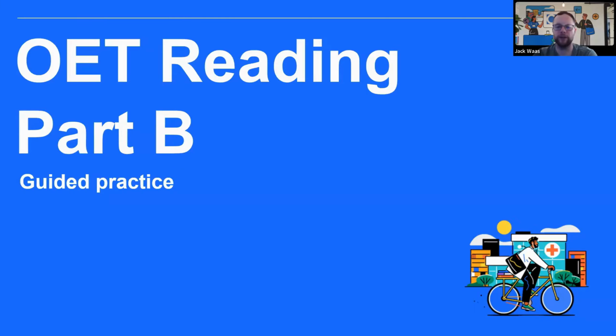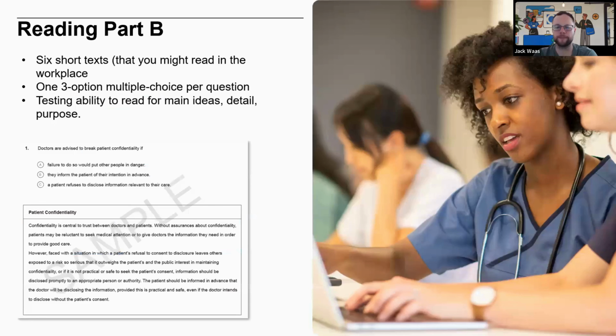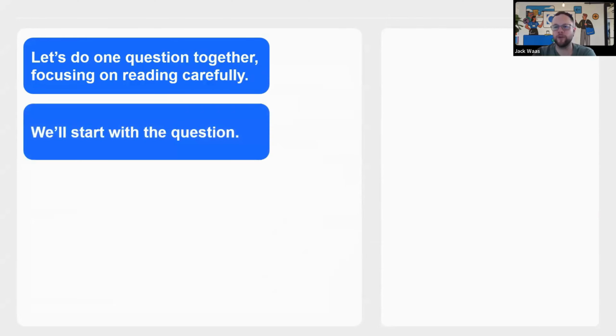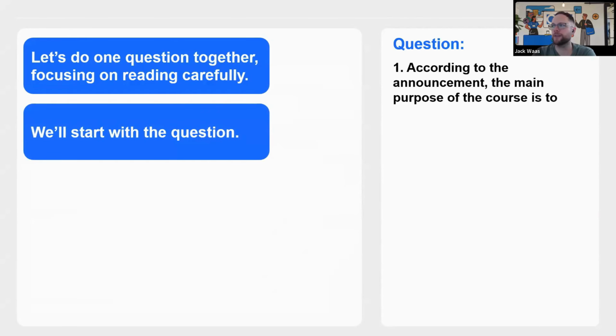Now let's move on to reading part B. Reading part B consists of 6 short texts that you might read in the workplace, with one 3-option multiple choice question per text, assessing the ability to read for main ideas, detail, and purpose. Let's do one question together, focusing on reading carefully. It says: according to the announcement, the main purpose of the course is to... What do you think are the most important words in this question?